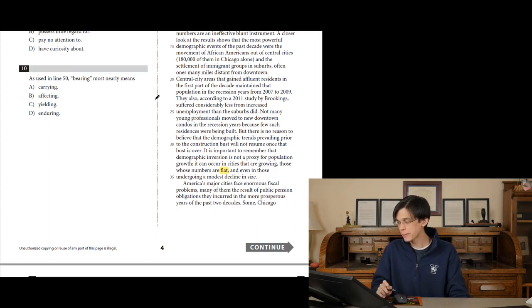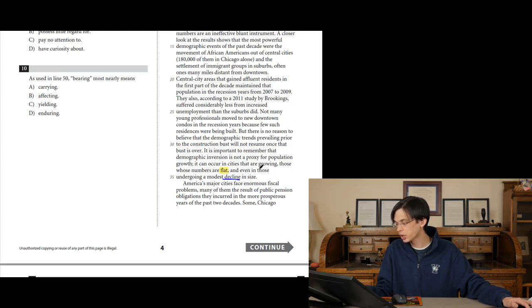It is important to remember that demographic inversion is not a proxy for population growth. It's not a proxy for population growth. Demographic inversion cannot measure population growth. It can occur in cities that are growing, those whose numbers are flat, and even those who are undergoing decline.